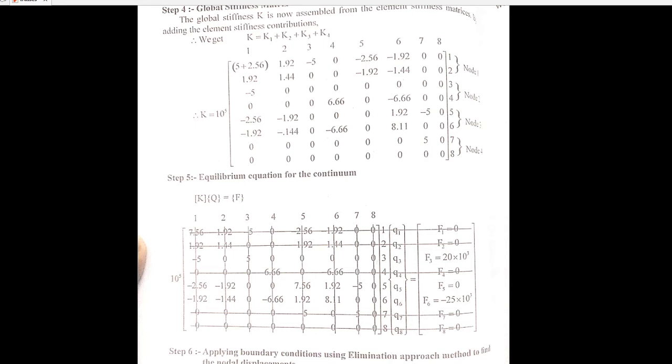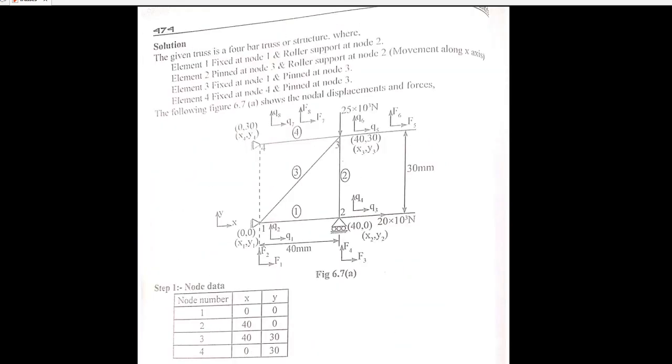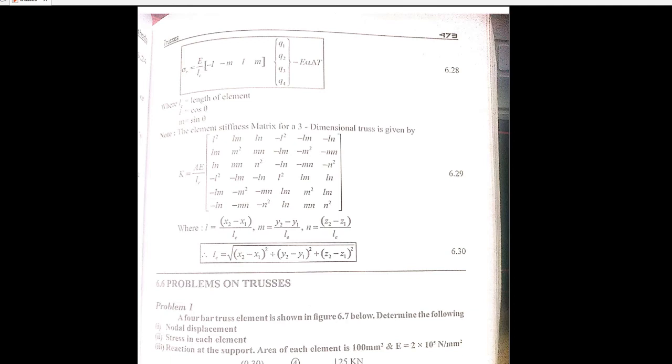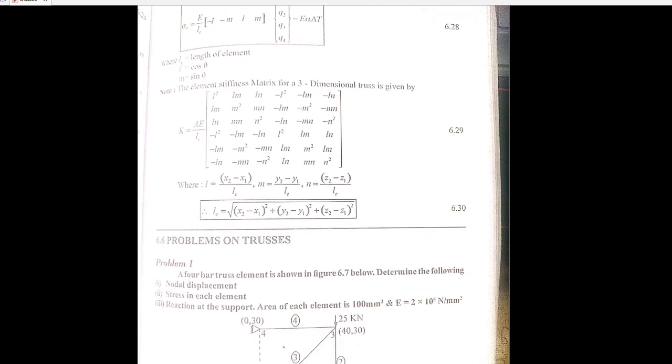What is the next step? Boundary condition. It is very important here. In this problem, write down the next step after KQ is equal to F: apply the boundary condition using elimination approach.